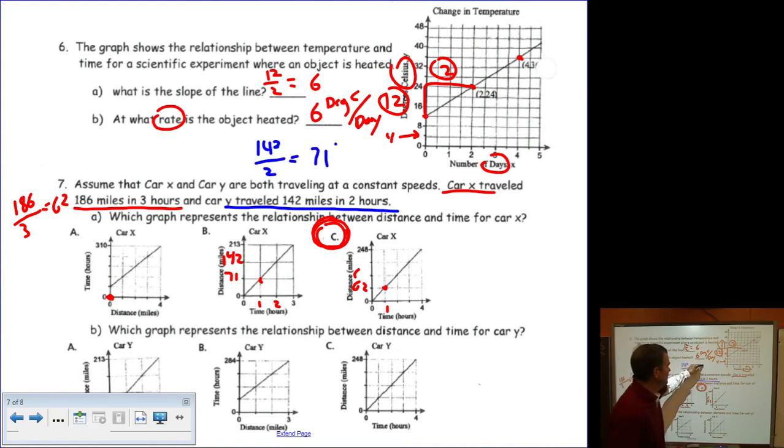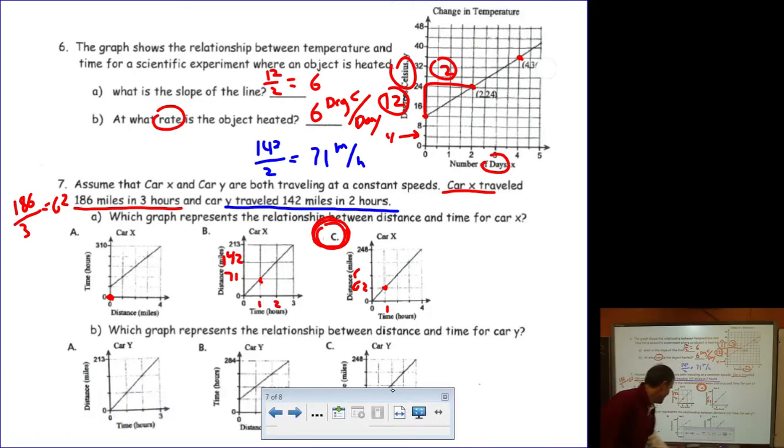And as far as car Y goes, car Y traveled 142 miles in 2 hours. That is 71 miles per hour. So I need to find the graph that is going up by 71 miles per hour. And let's start with A over here. The hours are going by ones. Let's see, I need to divide that by 3. 213 divided by 3 would be 71. So in fact, this one is going up by 71 miles per hour. Graph A is the correct graph.